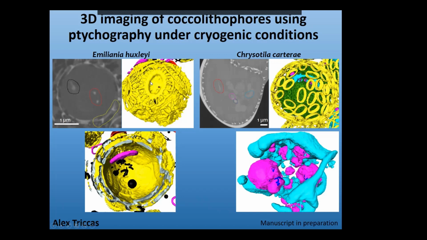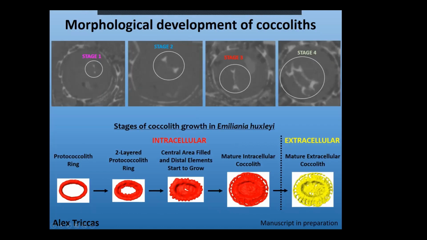We see how that reconstructs in 3D. You can have all the coccoliths on the outside, forming coccoliths in pink and some intracellular compartments here. And it's the same thing for Chrysotila. So I have the mature coccoliths in yellow, which are around here. We can see all the organelles, and we can also see forming coccoliths. Now, by doing that, what we could get is basically a sequence showing the different stages of coccolith formation. So here, we could divide that into 4 different stages.